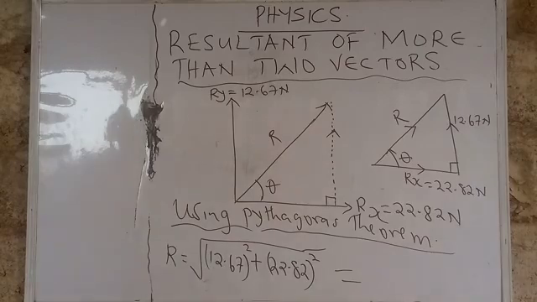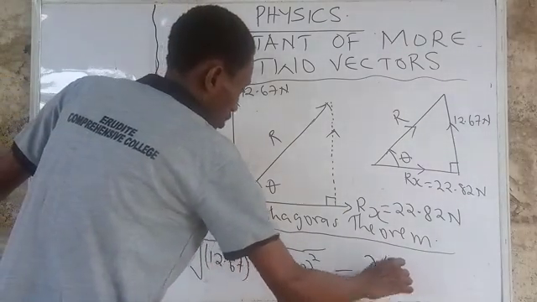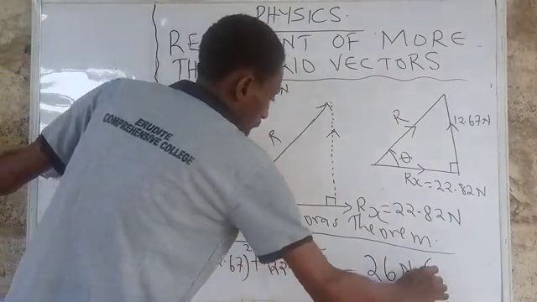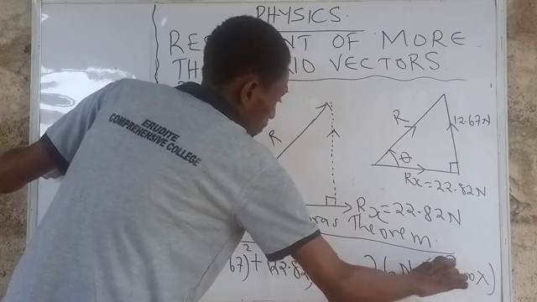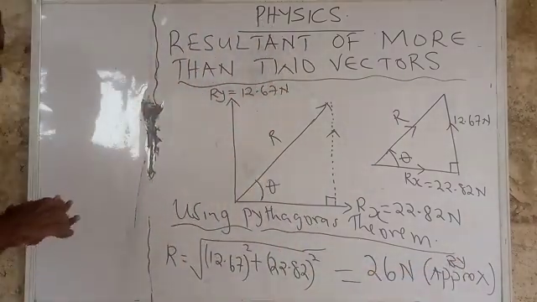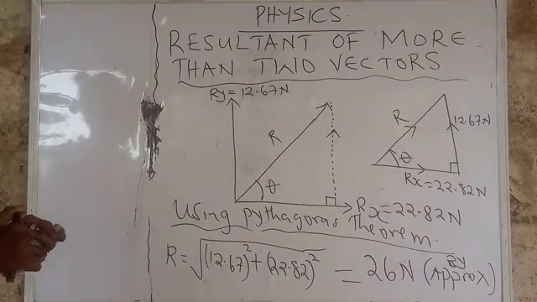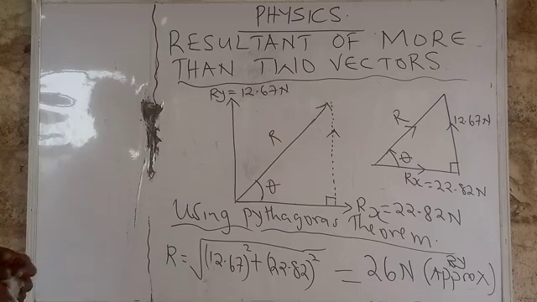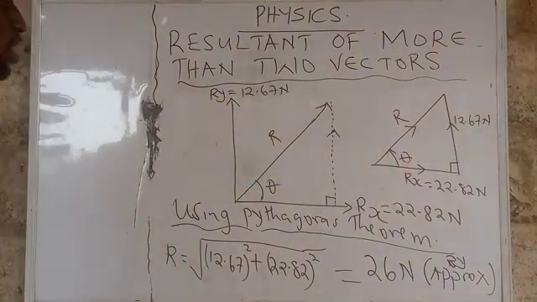So by my calculation here, I have R to be 26 Newton, by approximation. My R is 26 Newton. So next thing we are going to do in the next slide is to find the bearing theta, which is the direction of the resultant R.